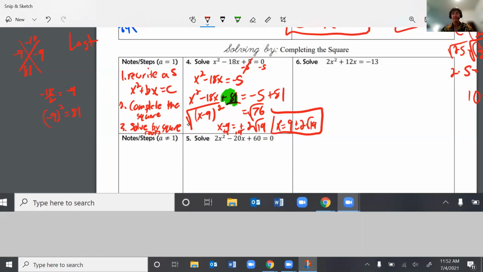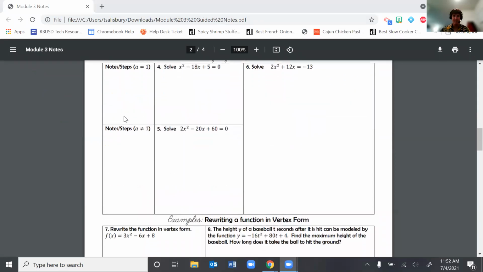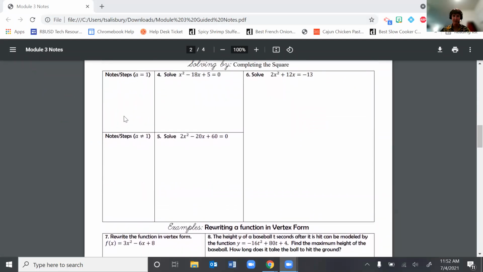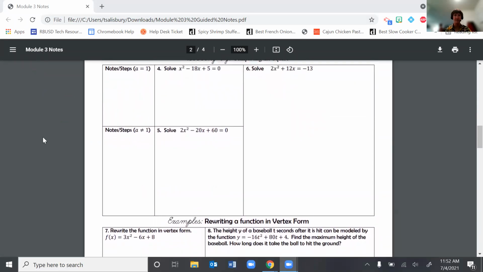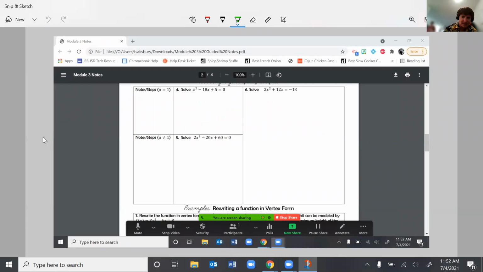All right, but sometimes a doesn't just equal 1. Sometimes we have an a value that's in front, and we have to take that into consideration. Let me actually switch this real quick so you guys can see this better. Let's go into something just like that. Okay, so let's take a look. So a in this case is equal to 2. It's not just 1.